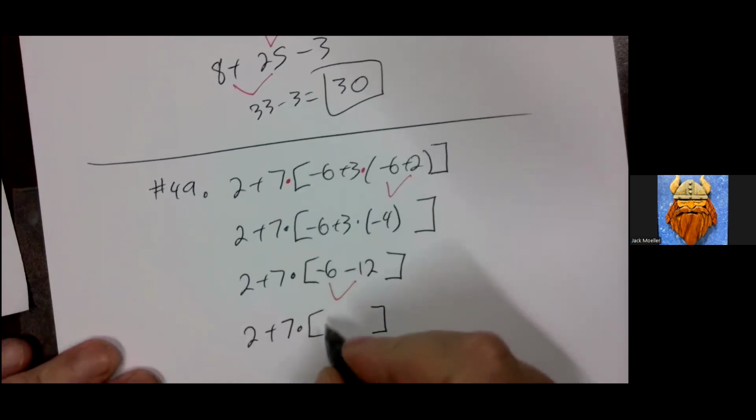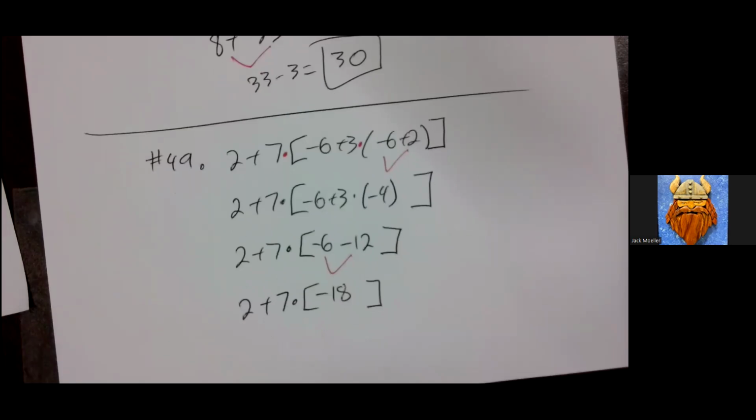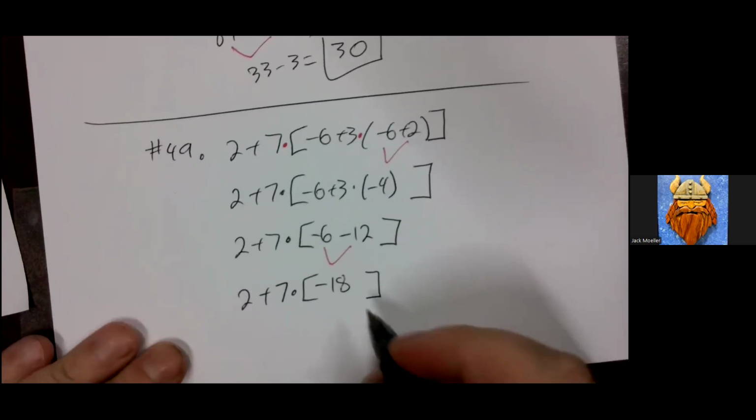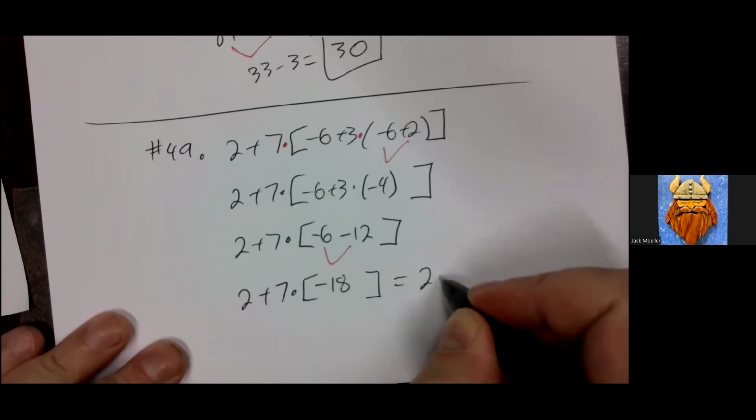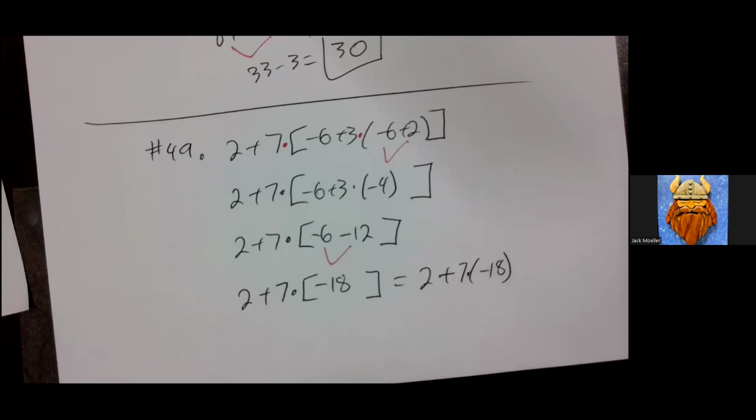Negative 6 minus 12 is negative 18. Now notice I kept the bracket. At this point, a lot of people would go down to parentheses because we're down to a single number. This is why I say parentheses and brackets really are the same in order of operations. Doesn't matter if you write this, that would be the exact same thing as 2 plus 7 times negative 18 with the parentheses. Both of those mean the same exact thing.